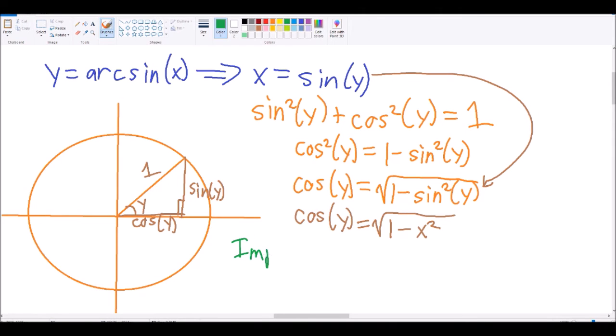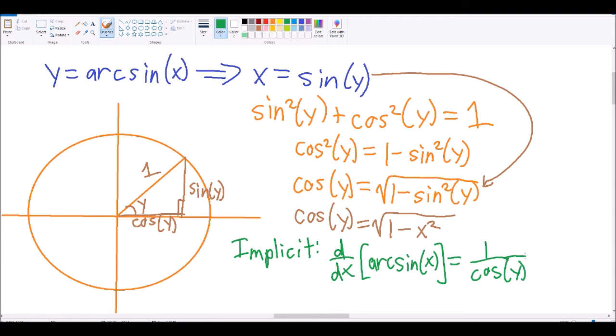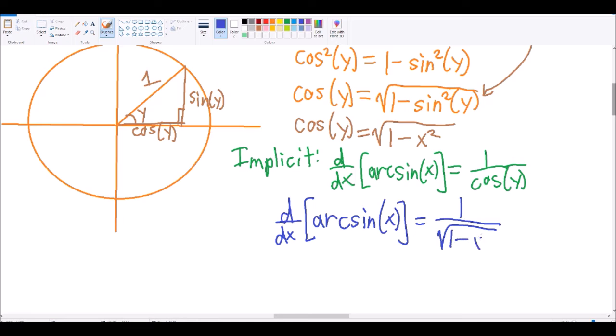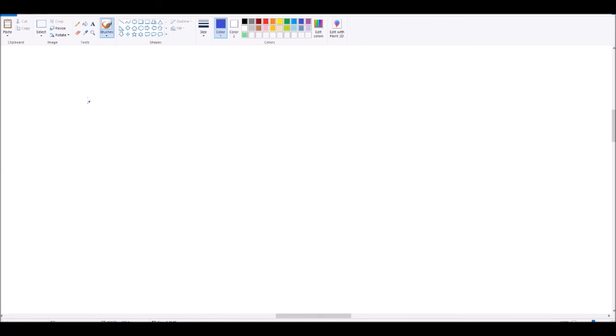Now here, we jump into magic land, and I'm going to say that the implicit differentiation part basically says that the derivative of arc sine of x is 1 over cosine of y. And so, the derivative of arc sine of x is 1 over the square root of 1 minus x squared. It's a weird one. And we can do the same thing for arc cosine of x.